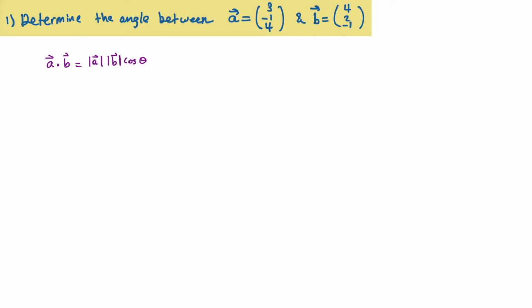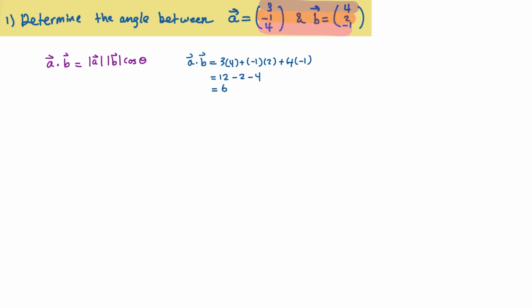To find the dot product using the components, we do A dot B is equal to, and we are going to multiply their x components together, then the y components, and then the z components, and we'll add them together. So we will get 3 times 4 plus negative 1 times 2 plus 4 times negative 1. That is 12 minus 2 minus 4, and that is equal to 6. So that's the first part.